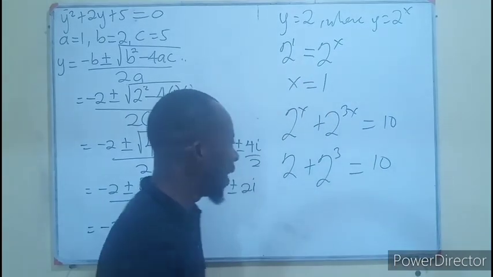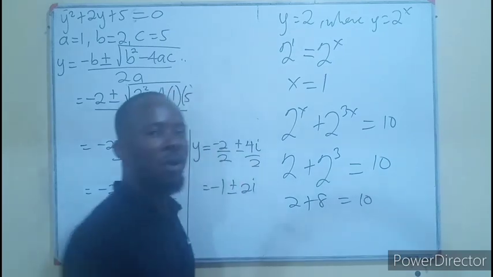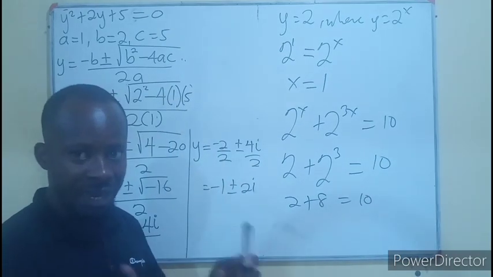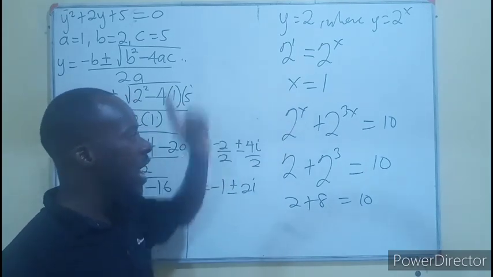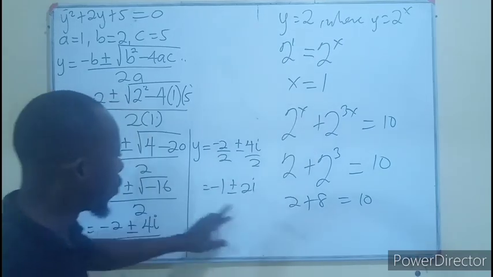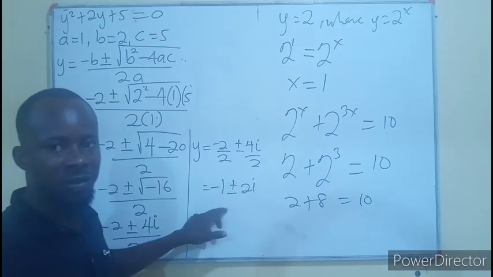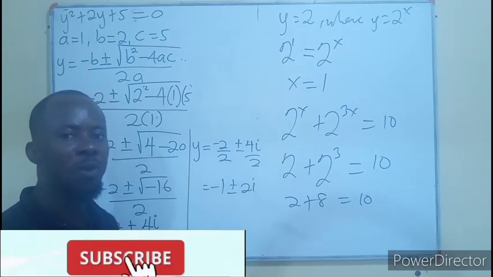2 exponent 3 is 8. So 2 plus 8 is obviously 10. If we are taking the x values to be a real number. So therefore, the value of x will only be 1. We are not going to equate this because this is not a real number. It's a complex imaginary number.